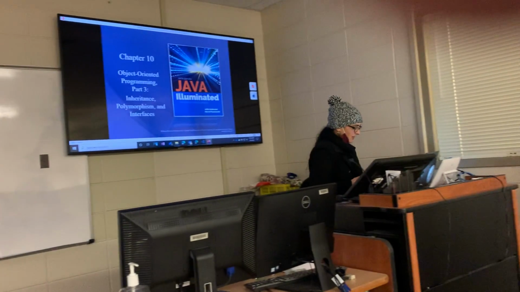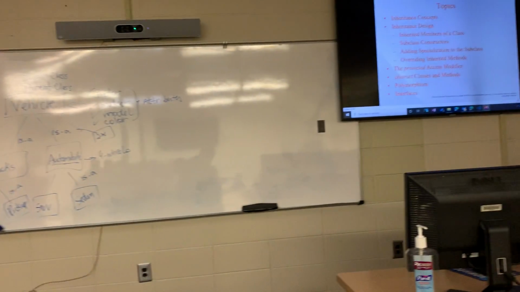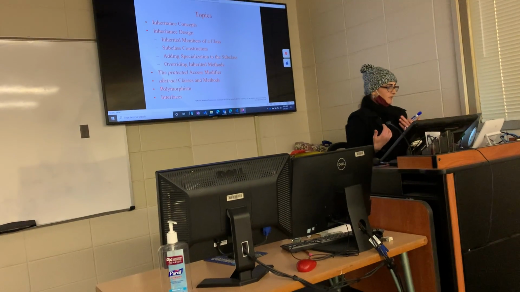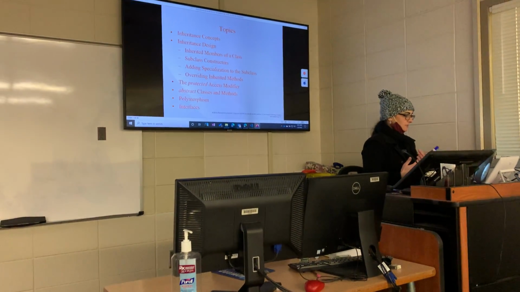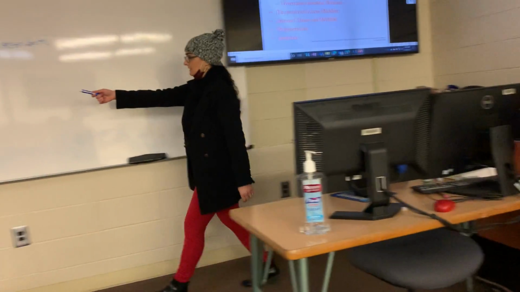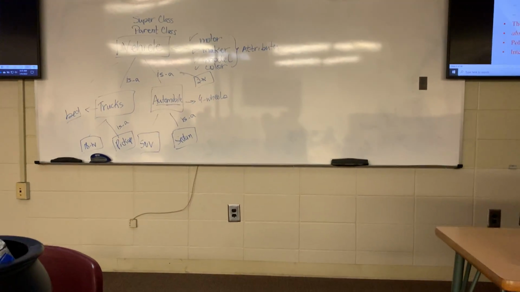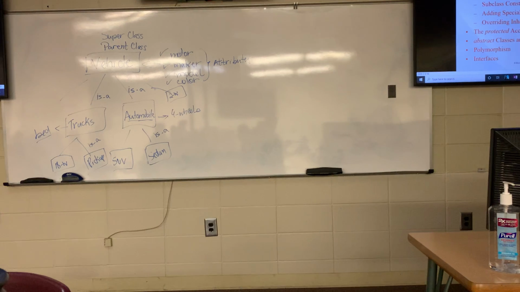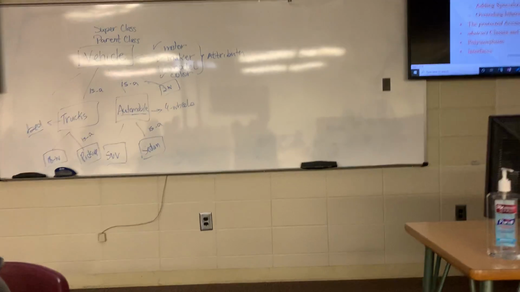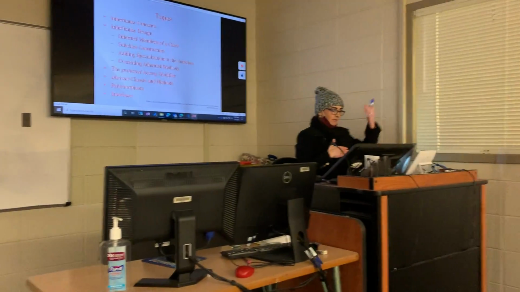So that's what we're going to talk about in this chapter: inheritance, the main concepts, how you design and create inherited members of a class, subclasses, and adding specialization to a subclass. Those are specializations because they're specific to that subclass. How can we override inherited methods? If I have a method for the motor or the maker, how can I override it if my subclass has something different from my superclass?